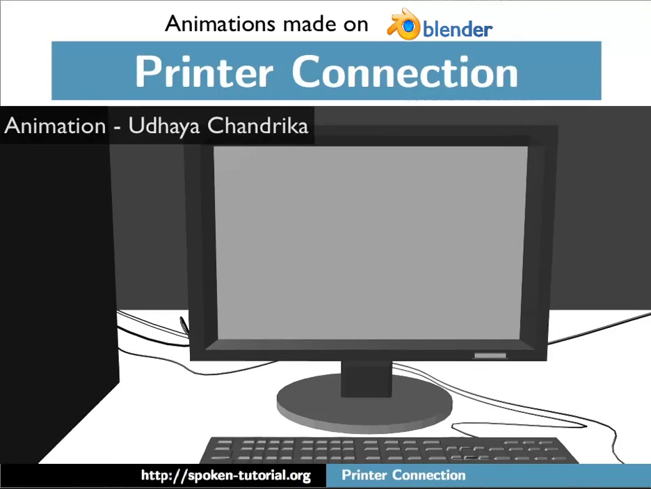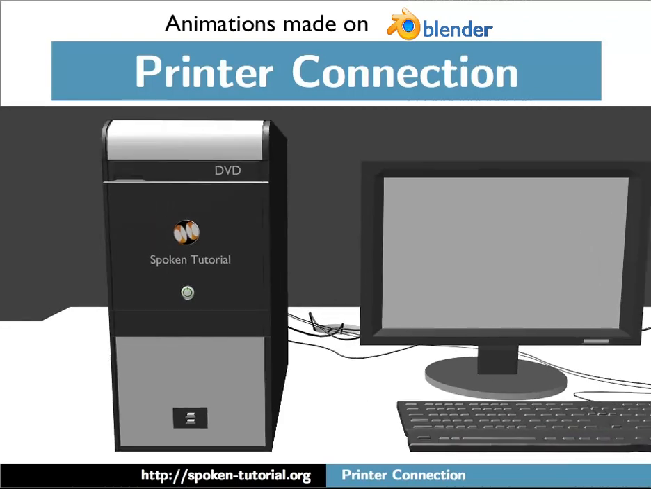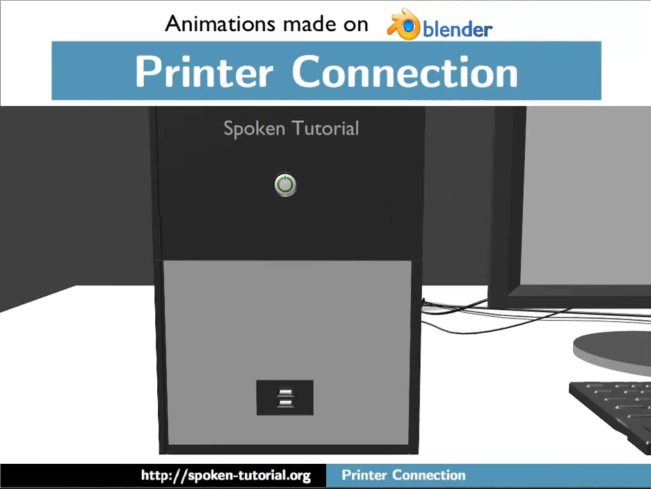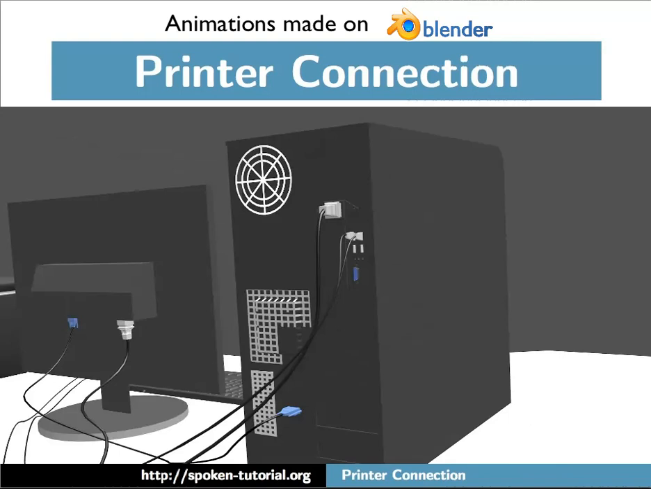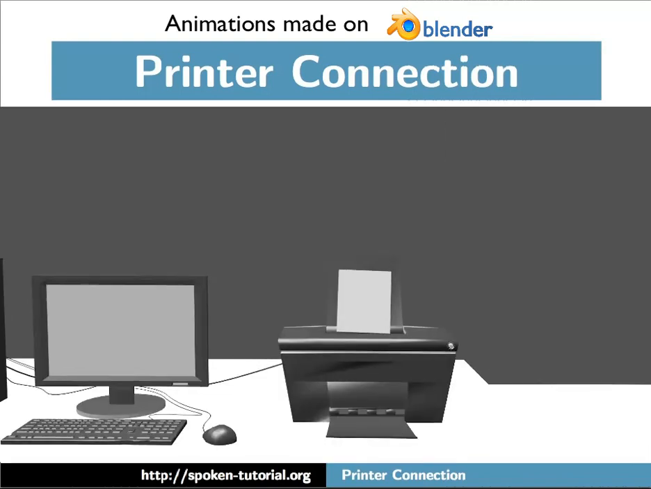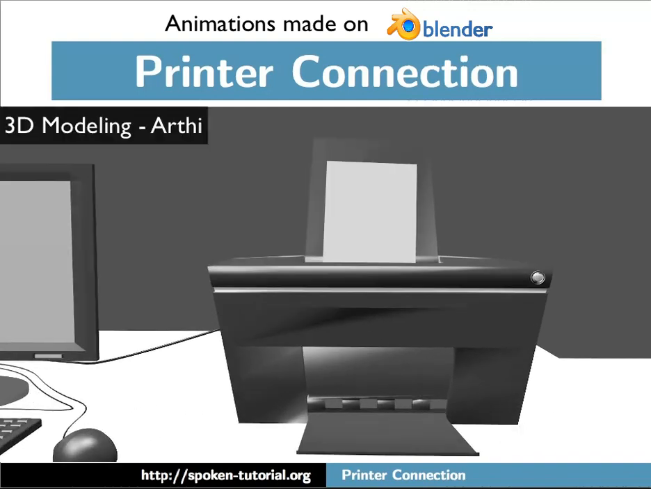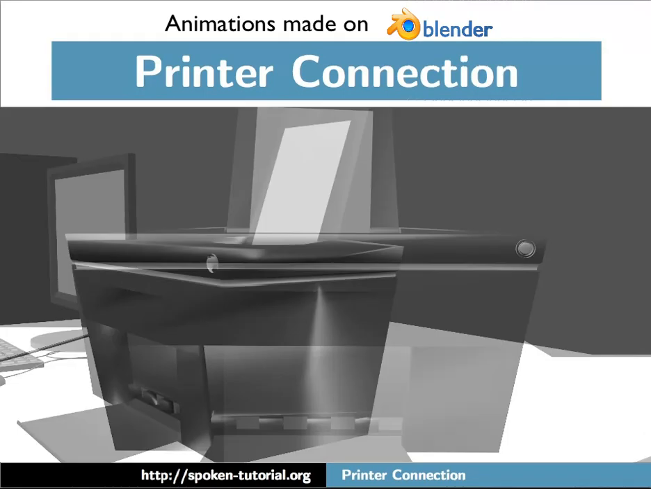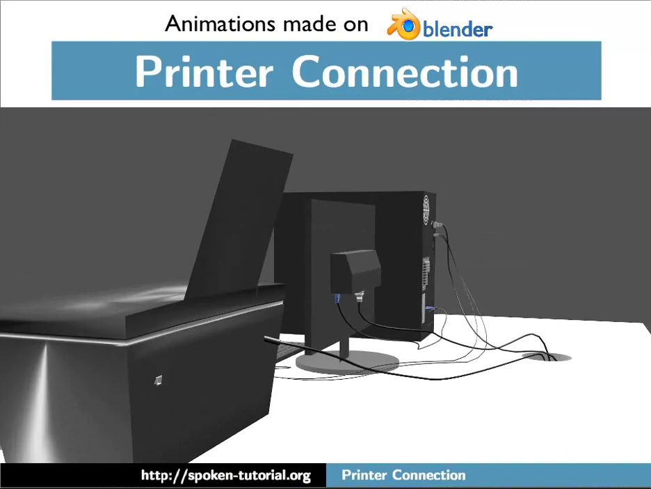Let's look at the CPU. In most of the CPUs, there are some USB ports in the front and some at the back. Now, let's have a look at our printer. Usually, there is a power switch on the front or top part of the printer, and there is a power slot and a USB port at the back of the printer.